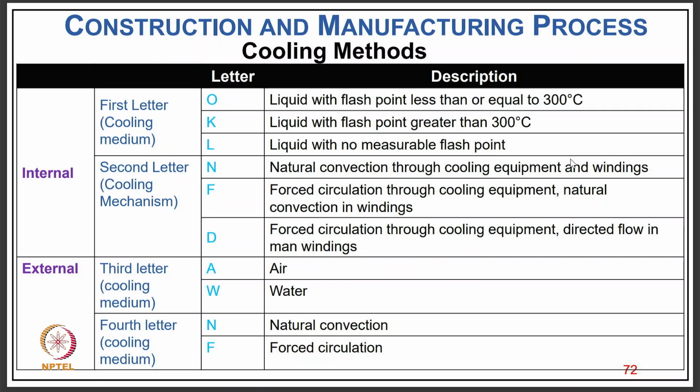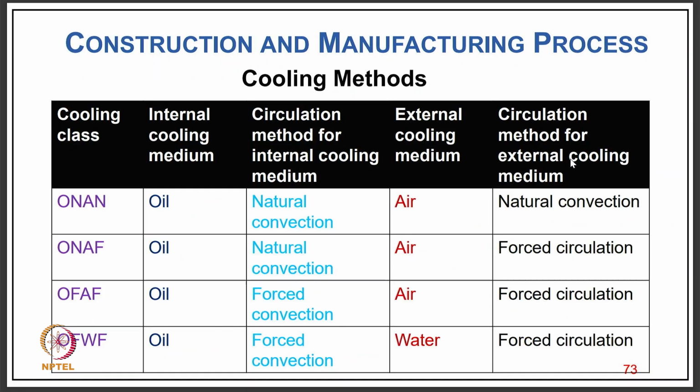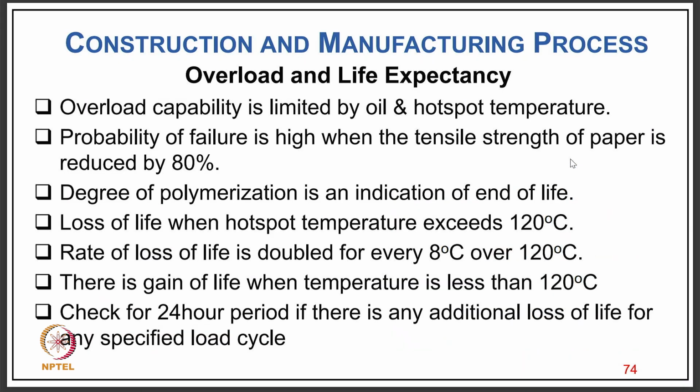So this is the description given for the cooling notation, with these different letters for internal and external cooling, starting from the first letter, second letter, third letter and fourth letter, showing how cooling is defined in the nomenclature. Just like ONAN, we already defined what that is: oil with natural convection, with typical external cooling by air and internal cooling by oil, so it is natural convection. Similarly, all these conventions are given for all the different kinds of cooling.